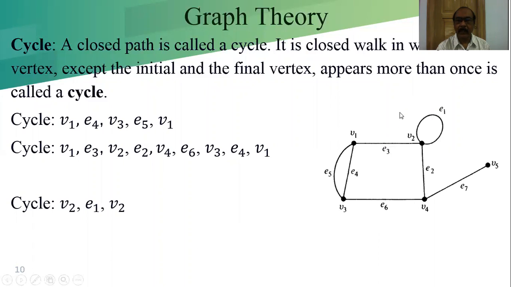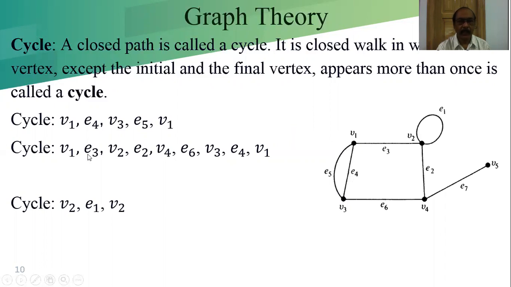We are taking another example here. Suppose this is cycle 1, cycle 2 and cycle 3. This is the definition already in the previous slide. Start from V1, then E4, then V3, then E5, then V1. So if we start from this, then this is one cycle. Start and end vertex is the same.